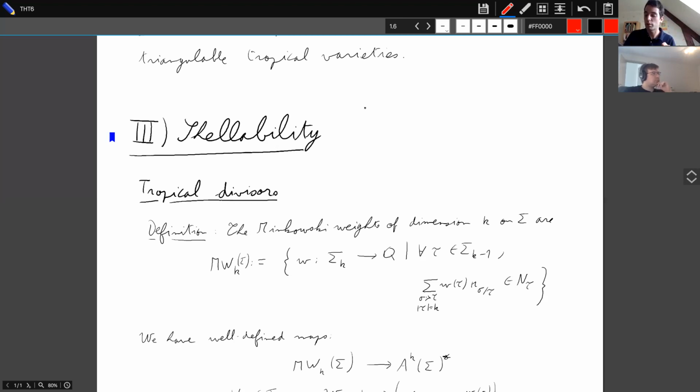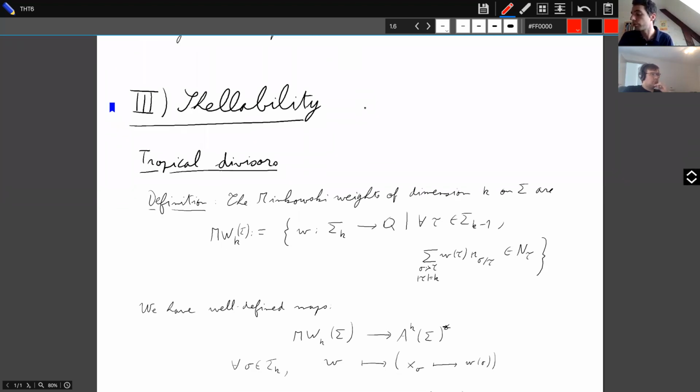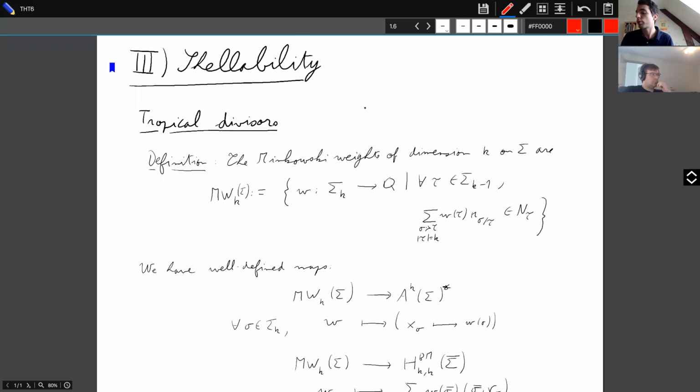So we have some simple operations on fans which preserve scalarness. And so if you can construct your fan thanks to these operations, you are scalar. So I need a prerequisite about tropical divisors.